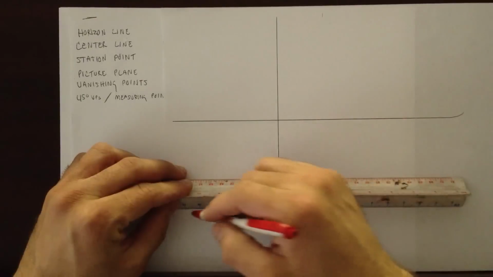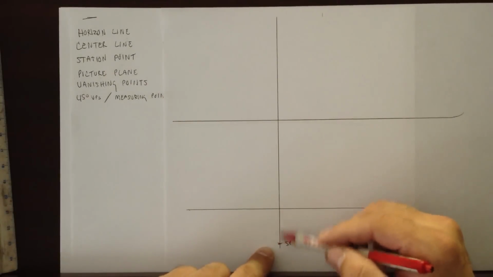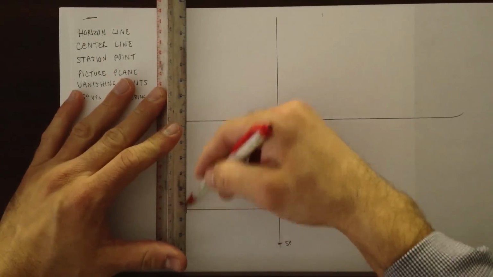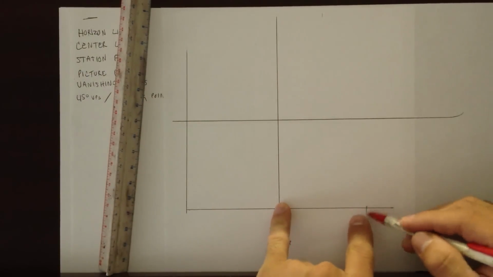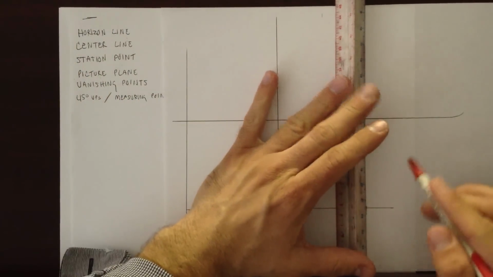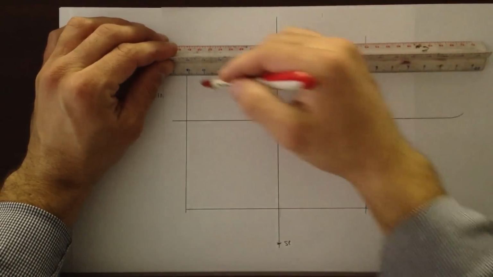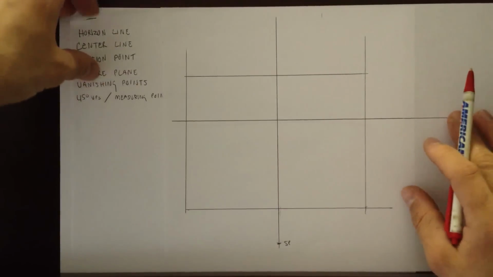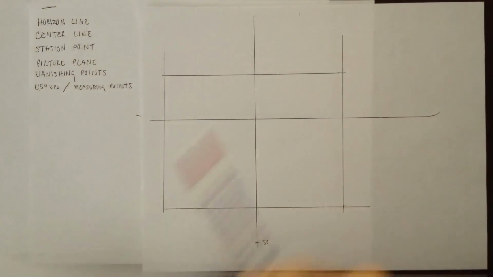Okay, this is just a rectangle that starts with the line above the station point and has the center line that runs right down the middle. Okay, so establishing your station points, or your vanishing points in two-point angular perspective.